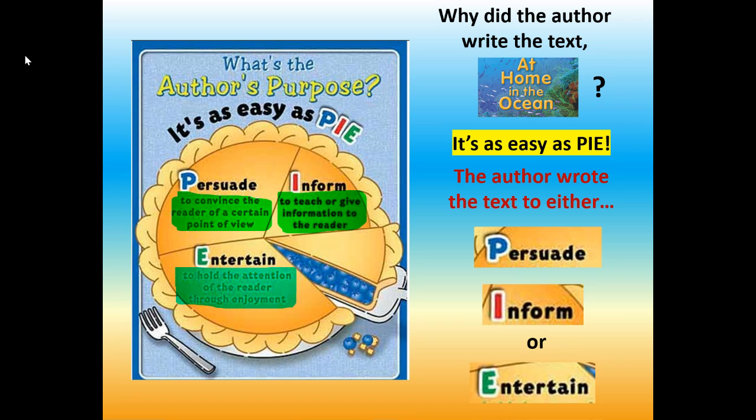So why did the author write the text At Home in the Ocean? Either to persuade, convince the reader of a certain point of view, inform, to teach or give information to the reader, or to entertain, to hold the attention of the reader through enjoyment.